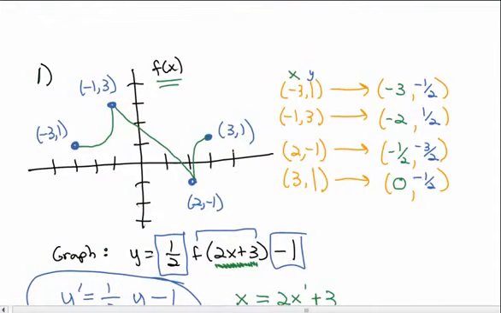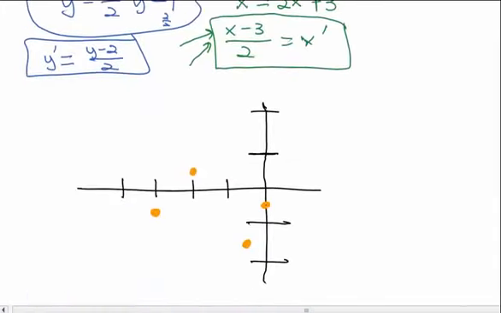Now we're going to try and match the shape. We're going to have to curve up, straight line, and curve up. So we're going to match that here. We match the shape, and this is now our new function: y equals 1/2 f of 2x plus 3, minus 1.